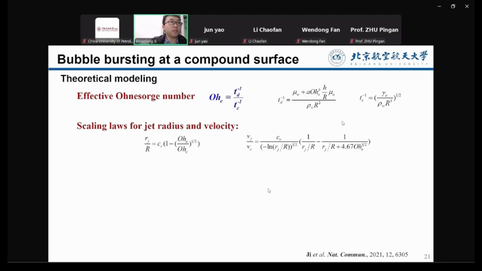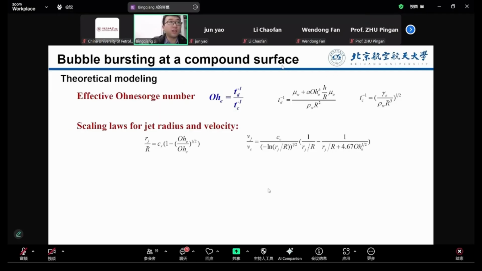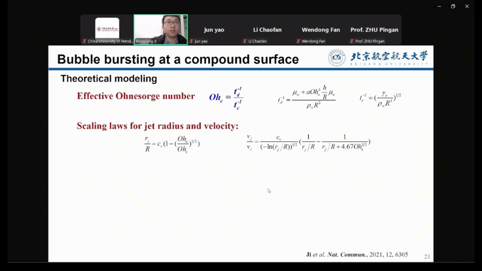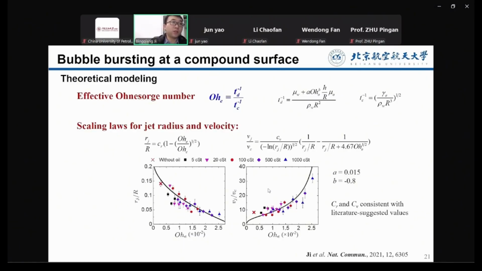So if we know that τ_D^-1, in our case, we can define an effective Ohnesorge number. So if substituting it into the scaling laws of the jet radius and velocity for bubble bursting at a clean surface, you can find that this equation for bursting at a clean surface with the effective Ohnesorge number we proposed can describe the jet radius and velocity in our experiment.